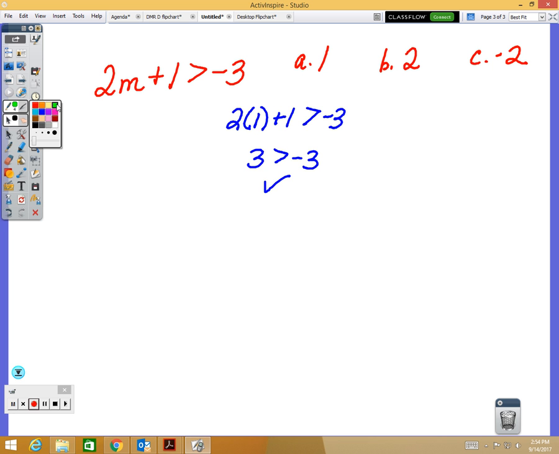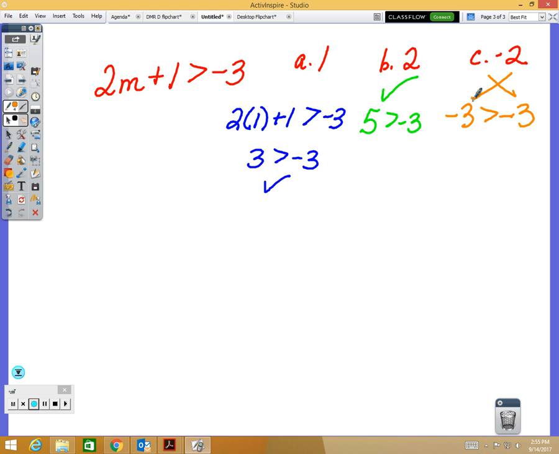Then you would do B, which is a completely separate thing from A. Don't worry about A anymore. You'd substitute in the M, the 2 for M. So 2 times 2 is 4. 4 plus 1. So 5 is greater than -3. Yes. So far A works, B works. Let's check C. -2. 2 times -2 is -4, and -4 plus 1 is... So is -3 greater than -3? No. That's right. They don't have that equal to part there. So you would check each one separately.